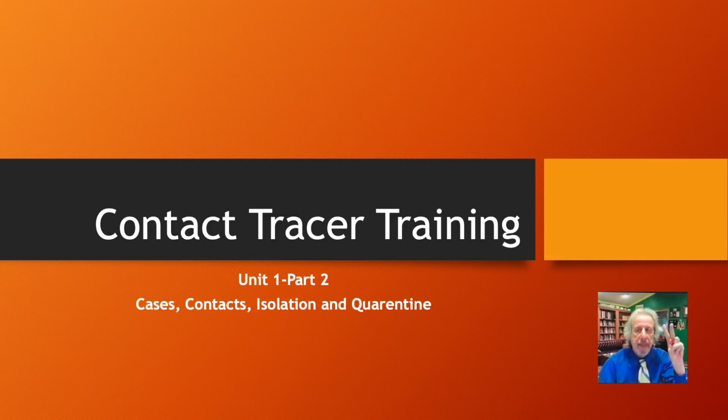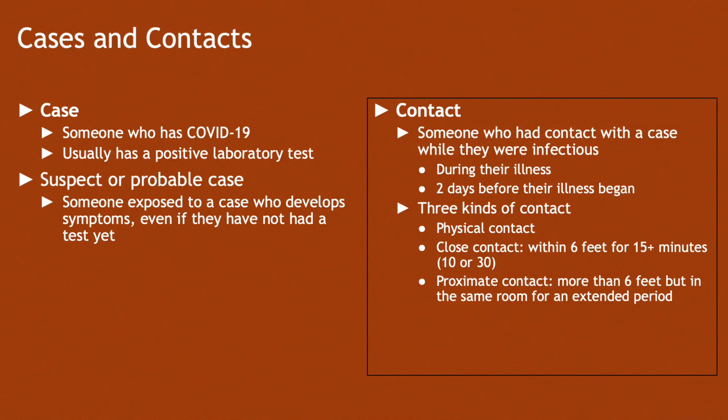We're going to look at some concepts involved in contact tracing, looking at cases, contacts, isolation, and quarantine. A case is somebody who has COVID-19, or if you're doing contact tracing for anything else, it could be measles, it could be whatever. We refer to a case as someone who is infected, usually has already had a positive lab test. Or we could talk about a probable case, someone who has symptoms but hasn't been tested yet.